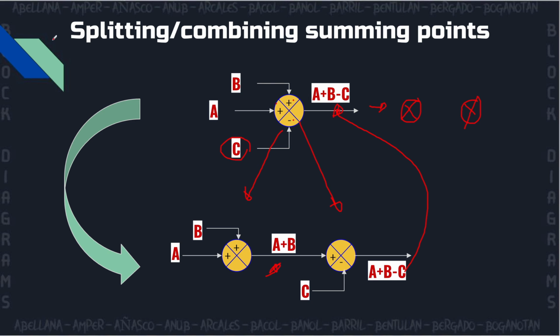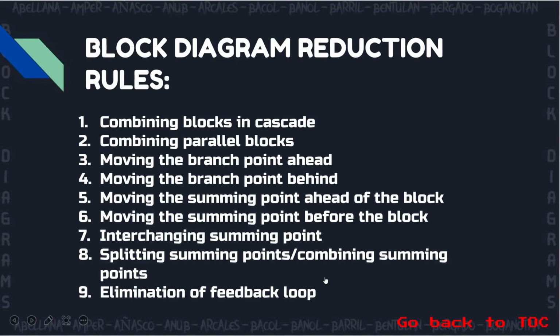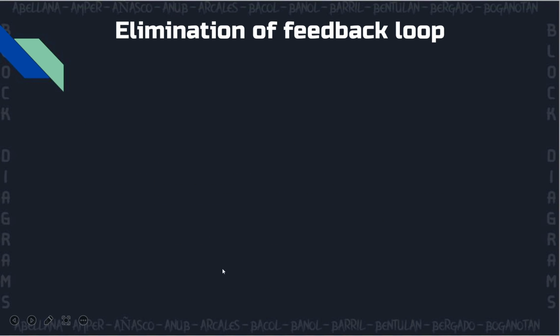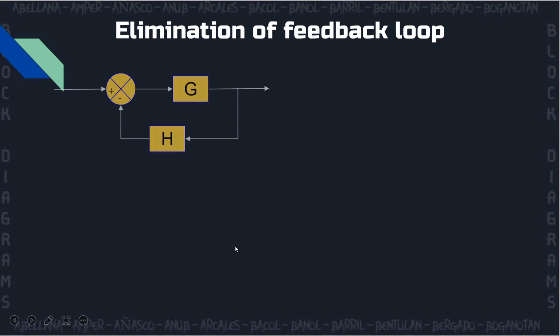Okay, so in conclusion, when splitting or combining summing points, make sure that all the previous operations are still present so that it won't affect the final output. Okay, so now that we're done, let us proceed to the final rule, which is the elimination of a feedback loop.